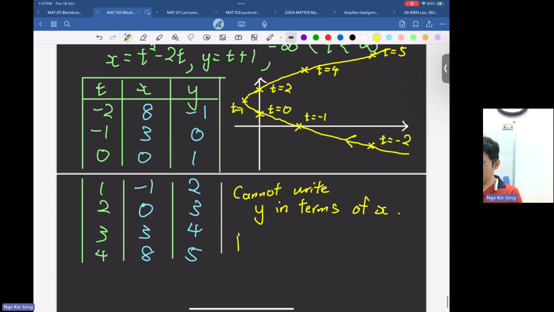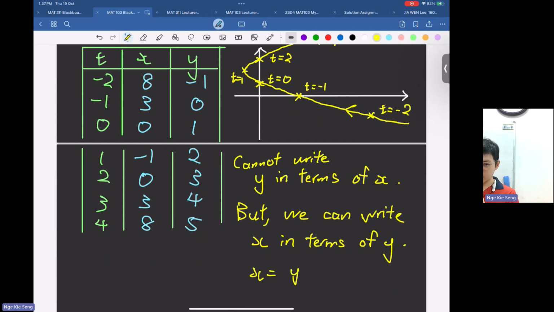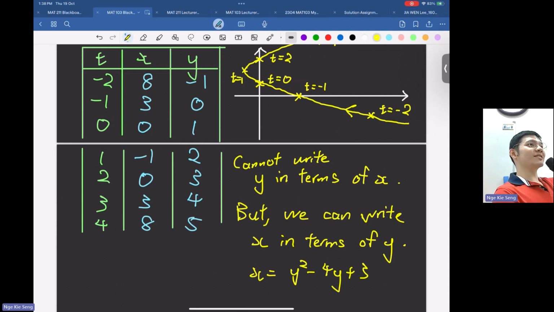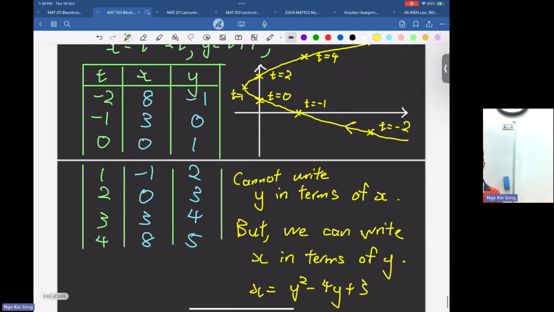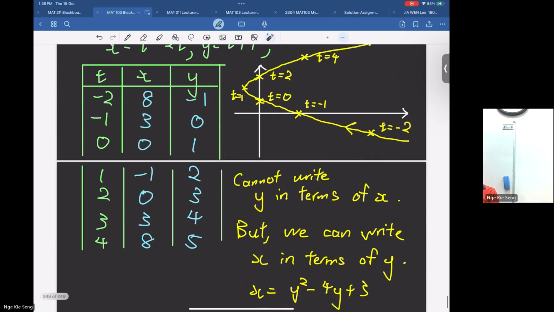actually you can check that we can write x in terms of y. So x equals y squared minus 4y plus 3. What happened? Is everyone happy with this? You can check that this graph is actually x equals y squared minus 4y plus 3.